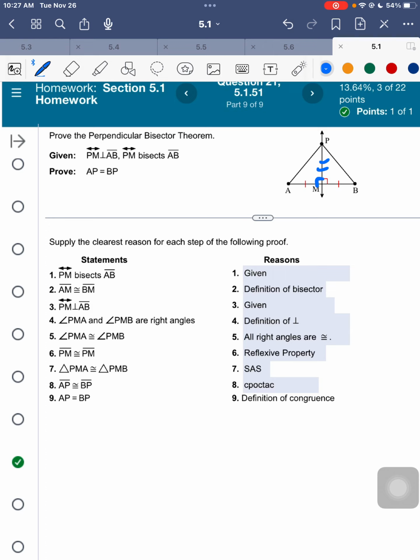So I know this is 90, and I know this. What postulate tells me that these two triangles, MPA and MPB, are congruent? SAS. SAS postulate.